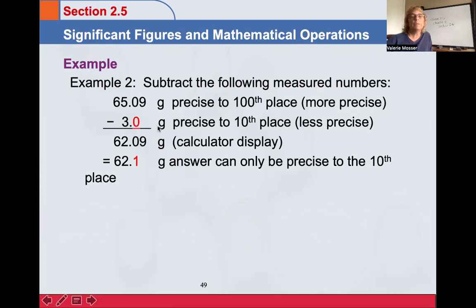So here's some more examples. 65.09 minus 3.0. 3.0 is precise to the tenths place. It is less precise than 65.09, which is precise to the hundredths place. So our calculator gives us an answer of 62.09, but our answer has to be the same precision as the less precise value, the tenths place. So we round 62.09 to 62.1, because when we drop the 9, the 0 rounds up to 62.1.